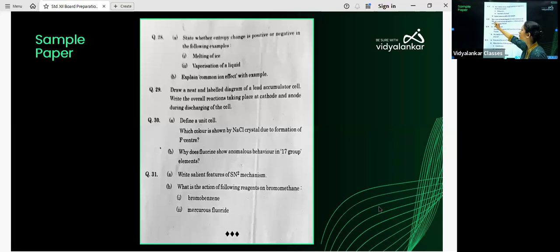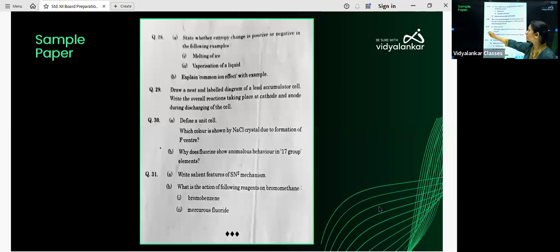29, as I said, mostly you will find a diagrammatical representation from the chapter electrochemistry. That is, the lead accumulator is asked over here for 2 marks. With that, write the overall reaction taking place at the cathode and anode during the discharge of the cell. So with the same cell, they have also asked you to write the cathode and anode reactions for 2 marks. 2 marks for the diagrammatical representation, 2 marks for writing the reactions at the cathode and anode. Cathode 1 mark, anode 1 mark.